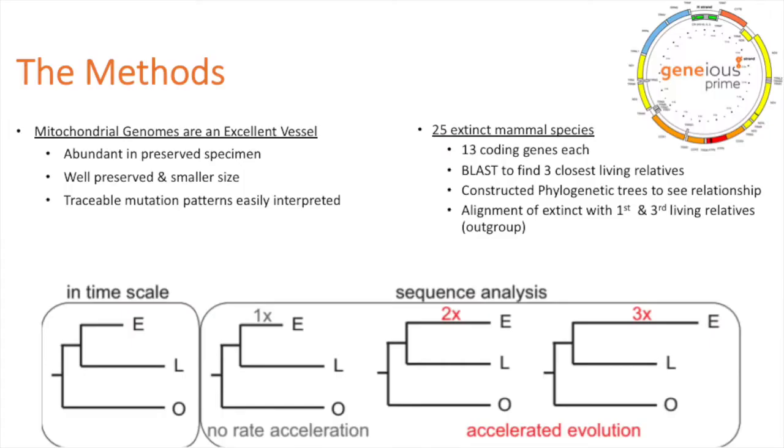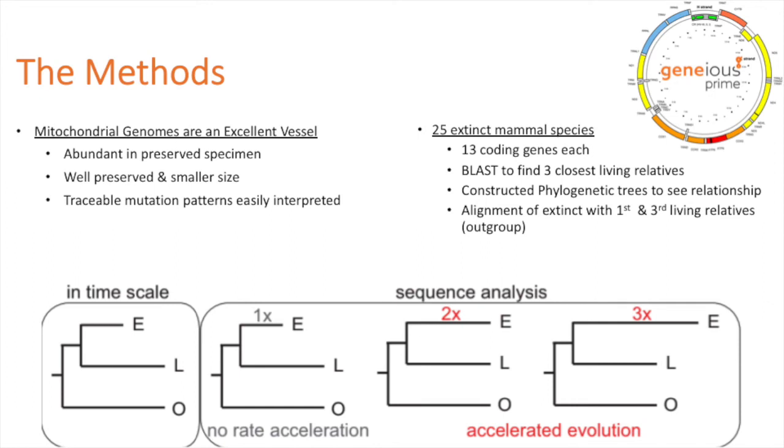Next, the methods of my research. I decided to use the powerhouse of the cell, the mitochondria, specifically its genome. They are an excellent vessel to do my research because mitochondrial genomes are abundant in preserved specimens. They are more well preserved and smaller in size than the larger, fragmented nuclear genomes. And lastly, they are perfect for viewing traceable mutation patterns that can easily be interpreted.